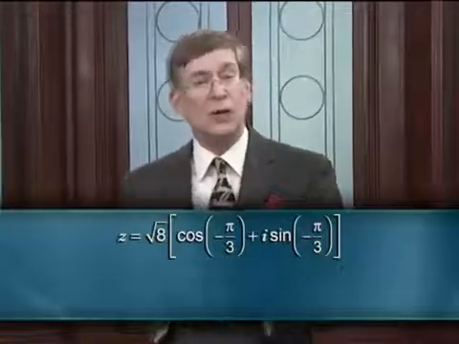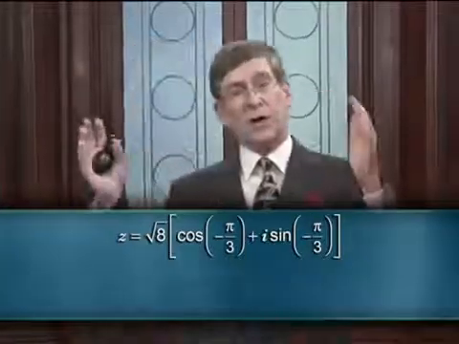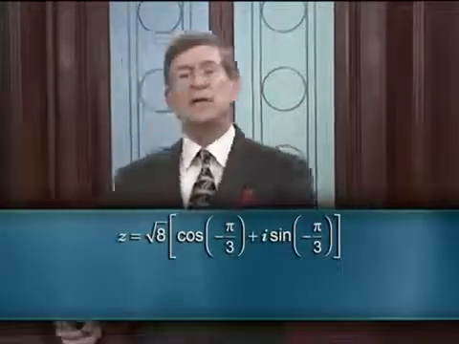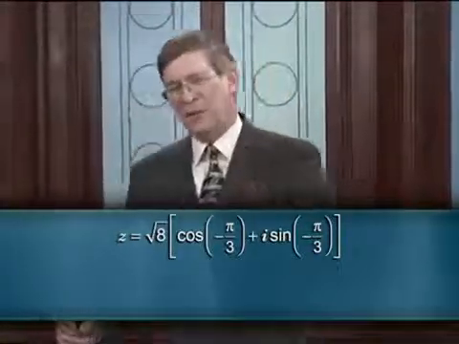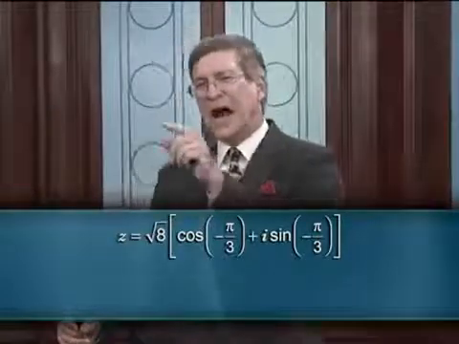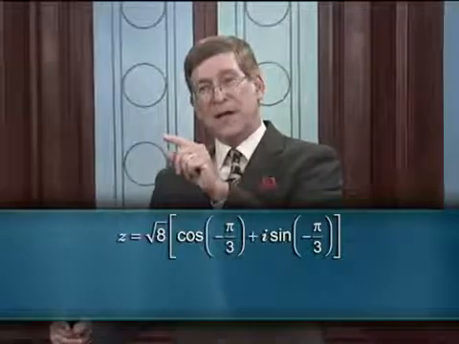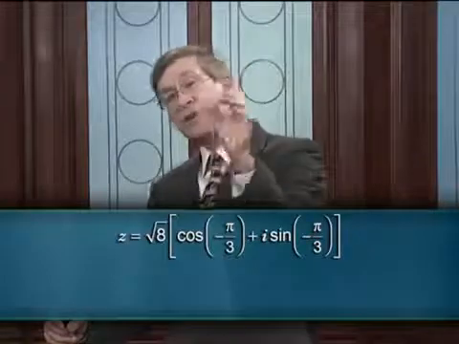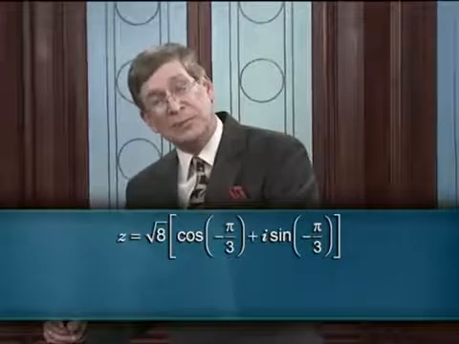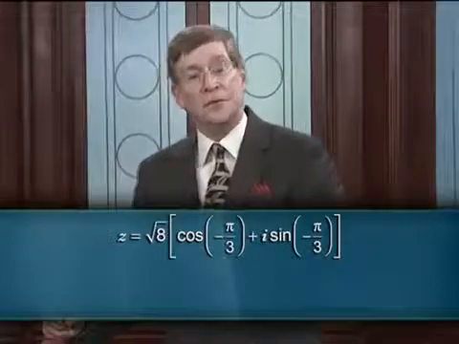Let's look now at a number that's already in trigonometric form and ask ourselves, what is the standard form of this complex number? Suppose the number is z equals square root of 8 times the quantity cosine minus pi over 3 plus i sine minus pi over 3. Notice how convenient this form is, by the way, before we do the arithmetic. I know the angle that this complex number makes with the positive x-axis, minus pi over 3. It's in the fourth quadrant. And I know how far from the origin this complex number is. It's square root of 8 units from the origin.